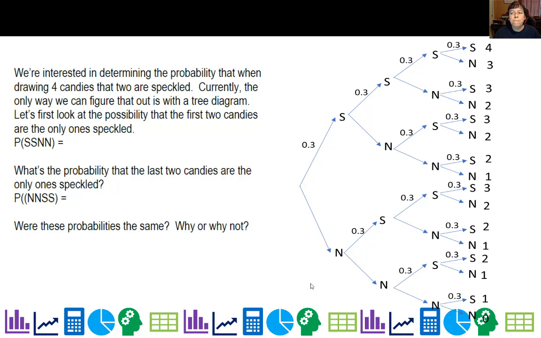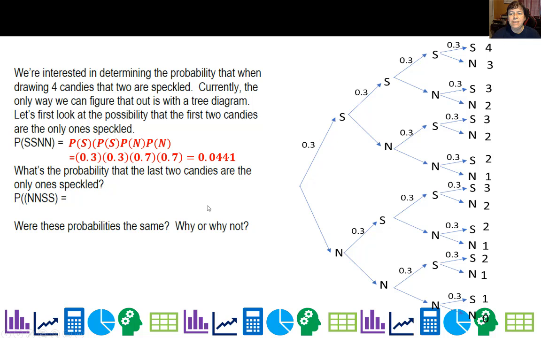Let's first look at the probability that the first 2 candies are the only ones speckled. I would have 0.3, the probability of speckled, times the probability of speckled, times the probability of not speckled, times the probability of not speckled. When I put that all in, I get 0.0441. By the way, I went ahead and put in all the speckled probabilities. Remember that any of these that pair up, or if you have more branches, they all have to add up to 1. So this is automatically 0.7.